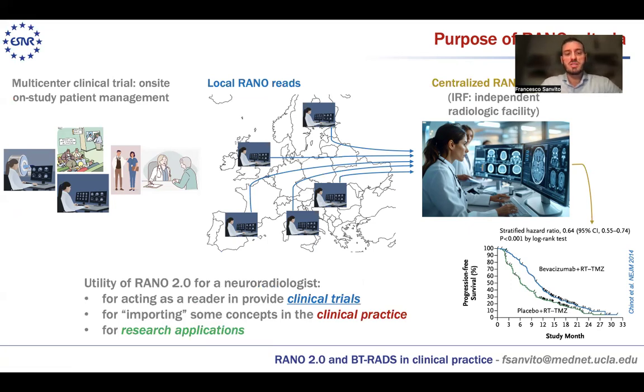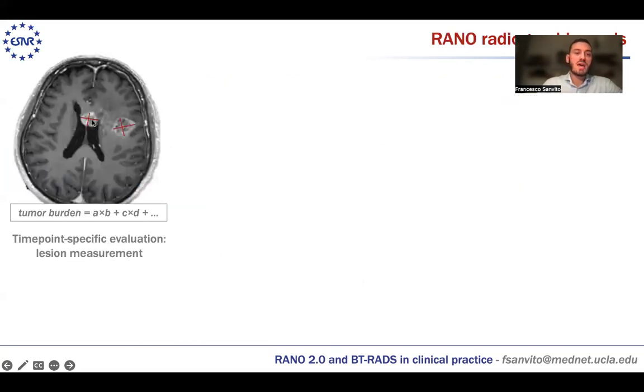As a neuroradiologist, I think it's important to know these criteria in case you have to use them as a reader of a clinical trial, but also to import some concepts in the clinical practice, and why not for research applications. A first step to applying the RANO criteria is to know how to measure the tumors at each specific time point.